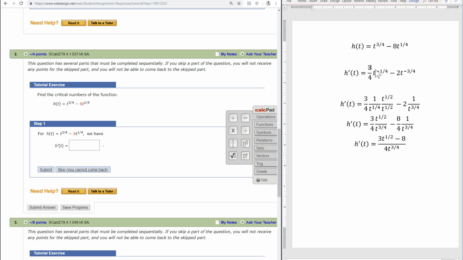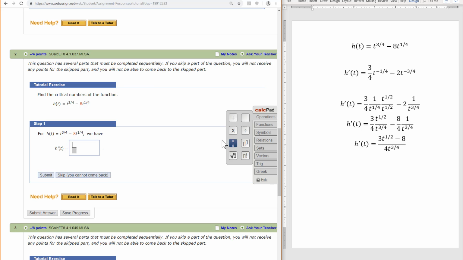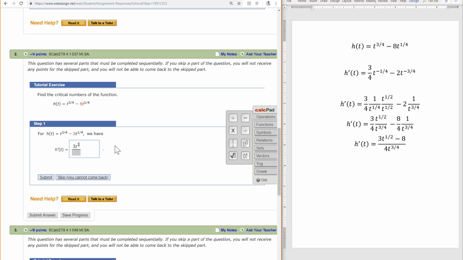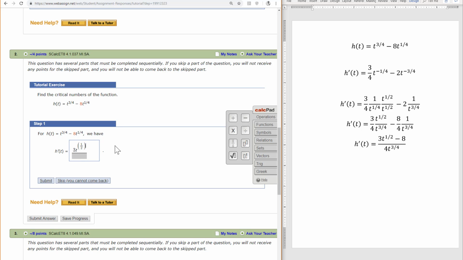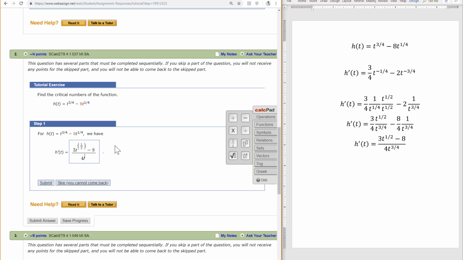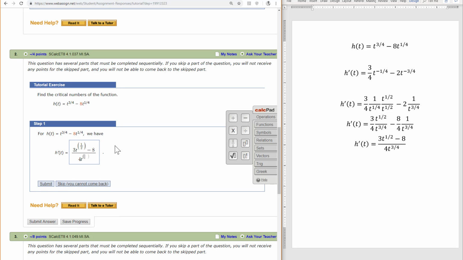Again, we can put in our first attempt at the derivative without simplifying, or we can put in this simplified version when we get to compare. Let's make a fraction out of this, and then in the numerator we'll have 3, and that's t raised to the 1/2, and then we have a minus 8, and then in the denominator we have a 4, and then this is a t raised to the 3/2.